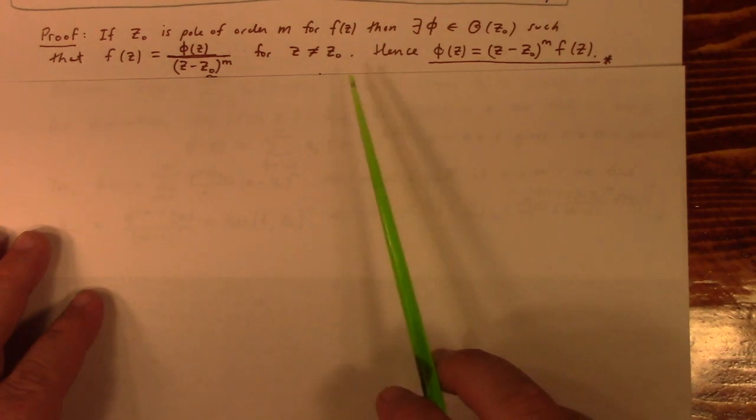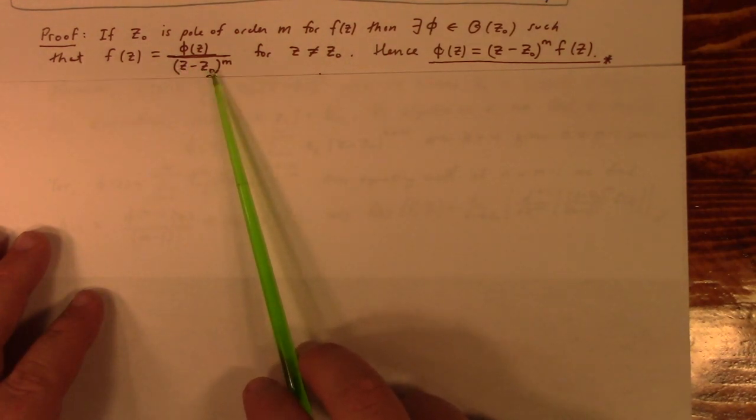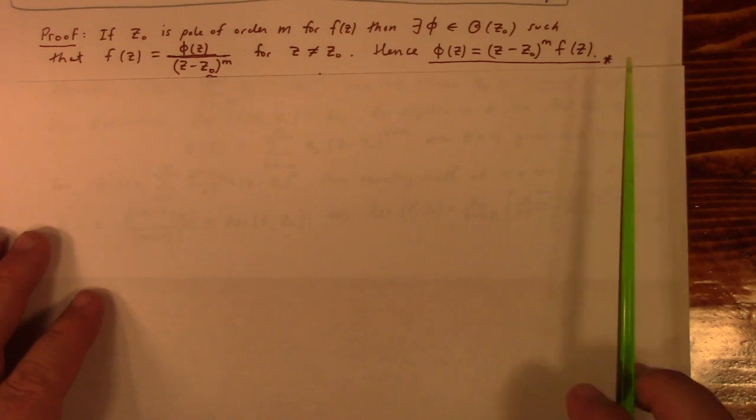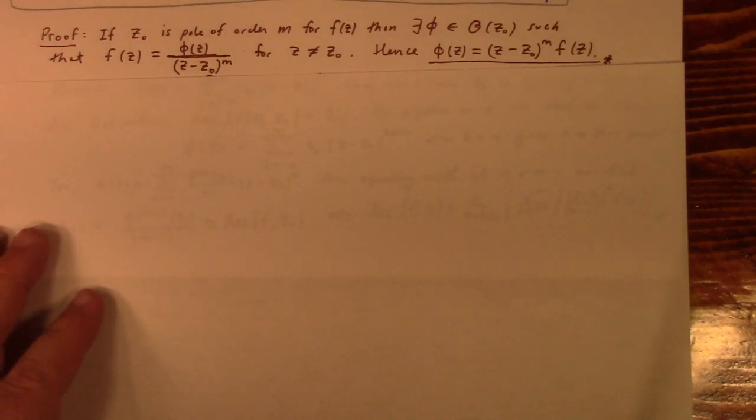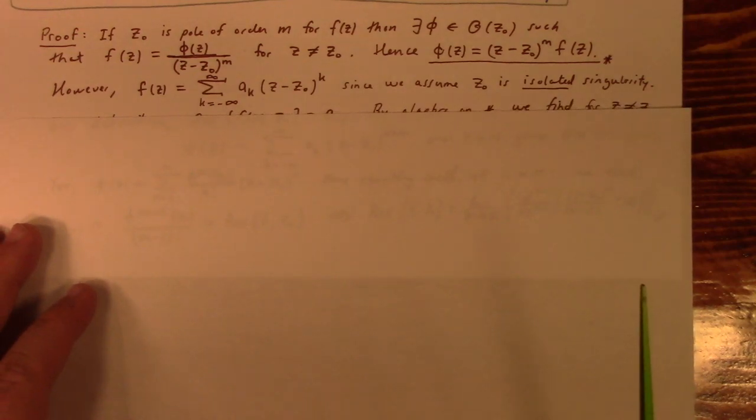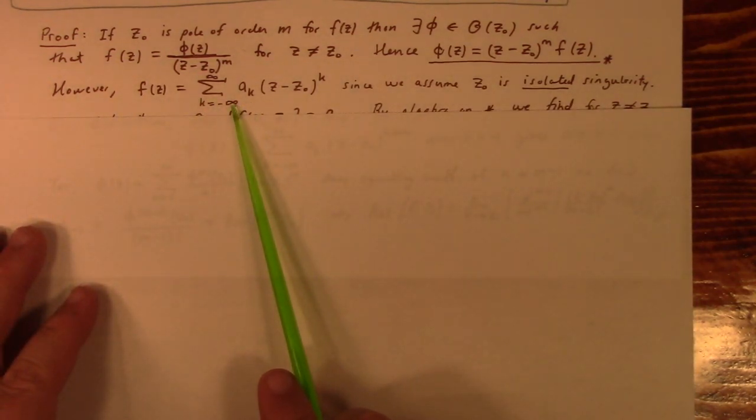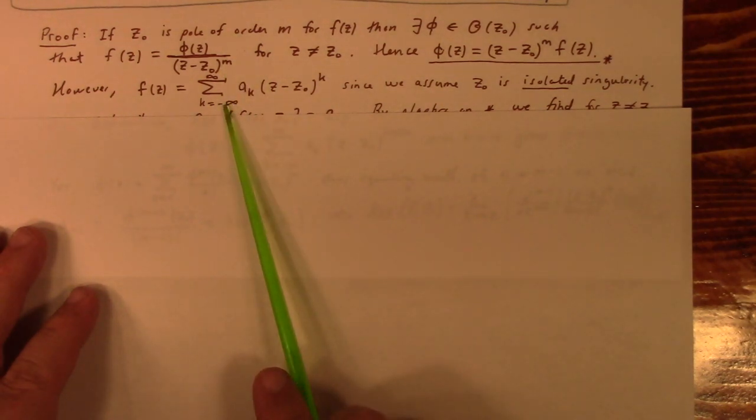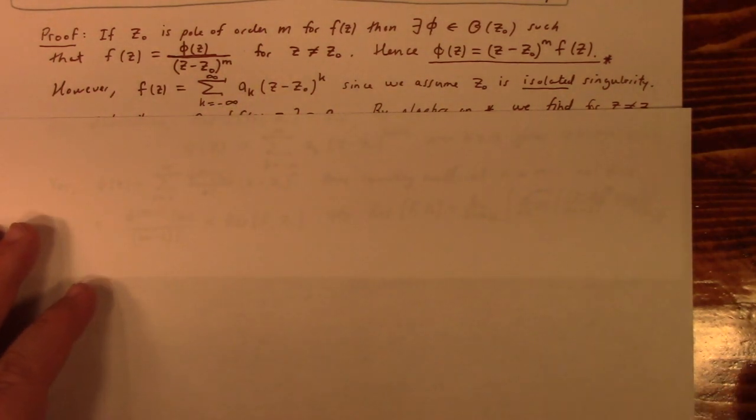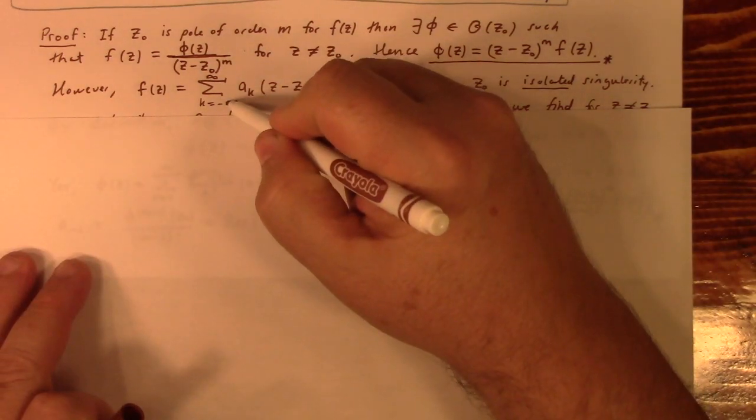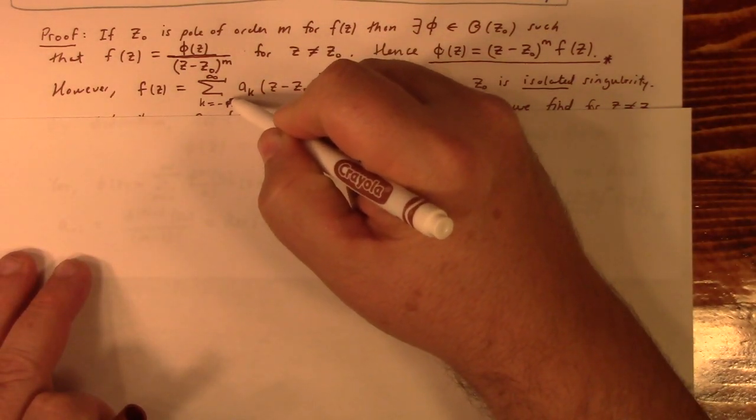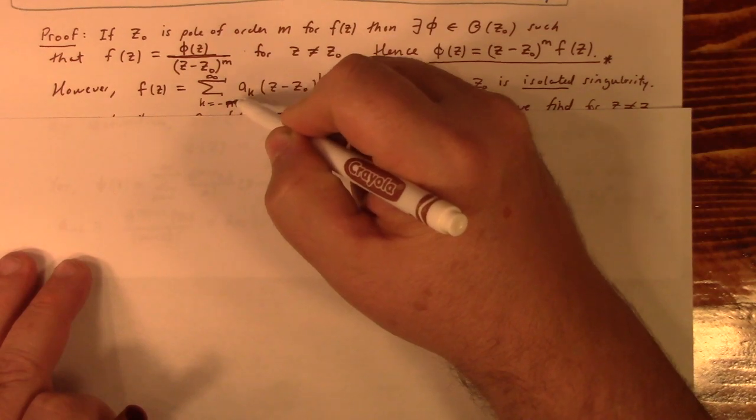Anyway, so if this is true, then multiplying by z minus z naught to the m gives us this equation I'll call star. And then, on the other hand, we know that it's an isolated singularity, so there's a Laurent decomposition. So we can write f of z as the sum. And since we know it's a pole of order m, I really should just put m there, right? So let me just fix that. Change my infinity to a minus m. There we go, all better.